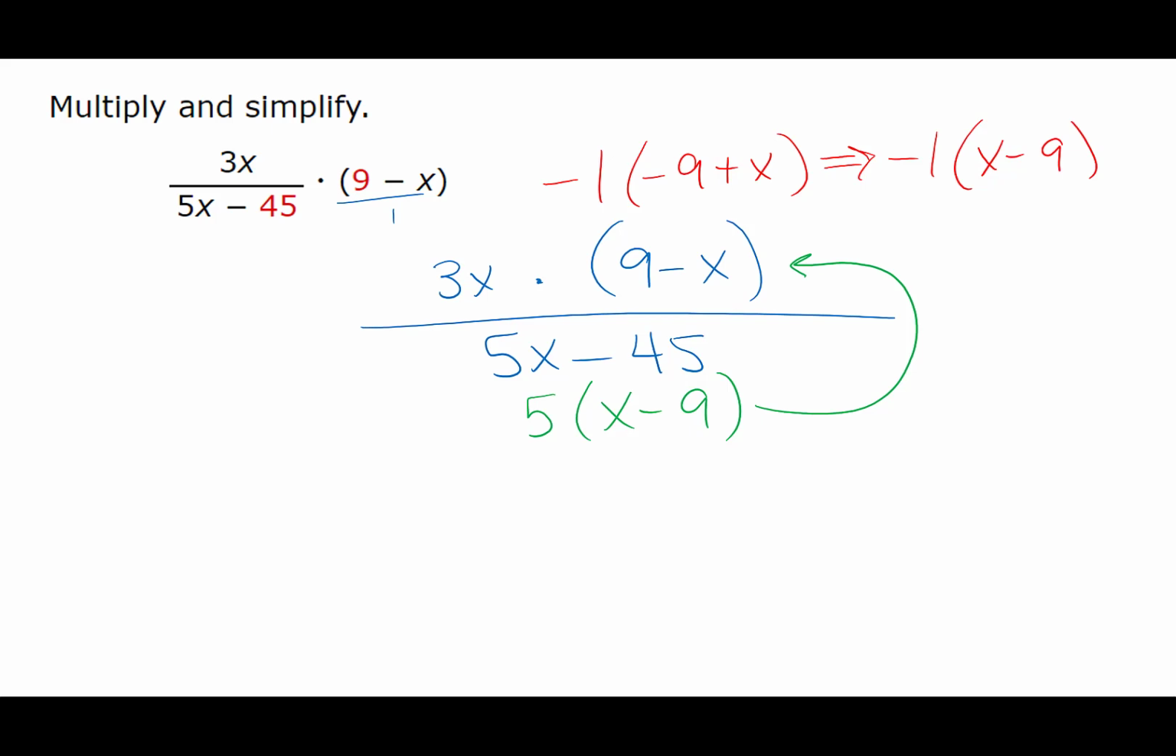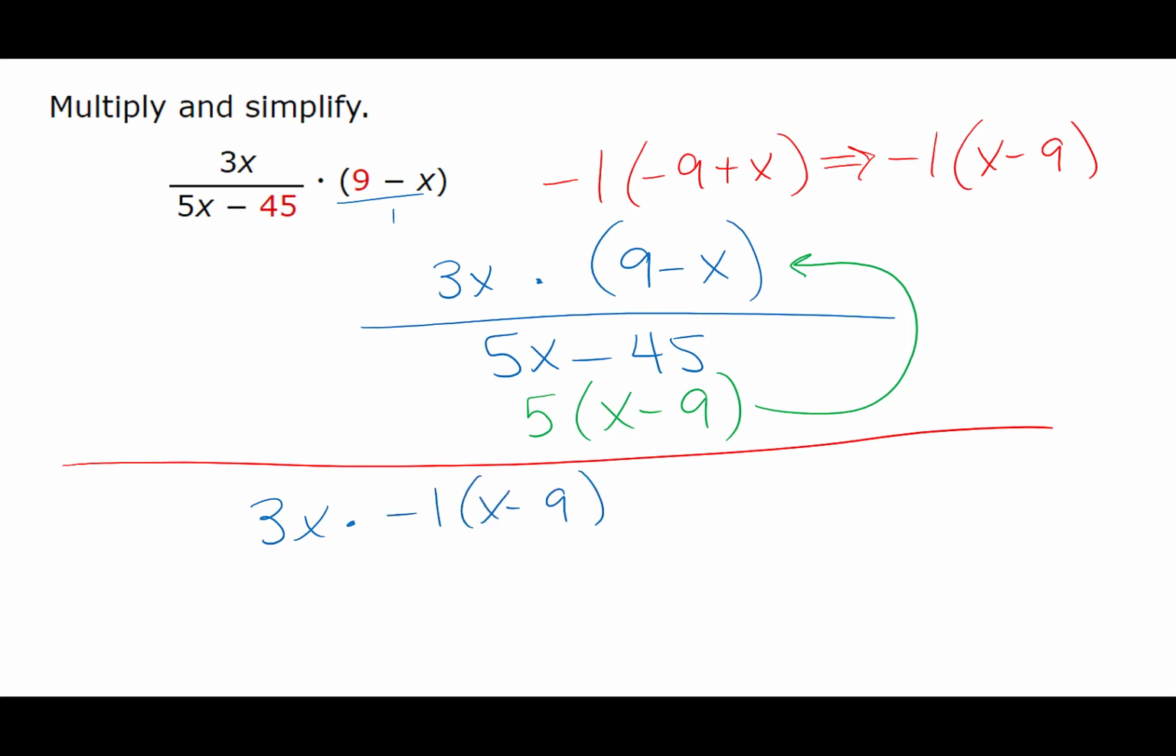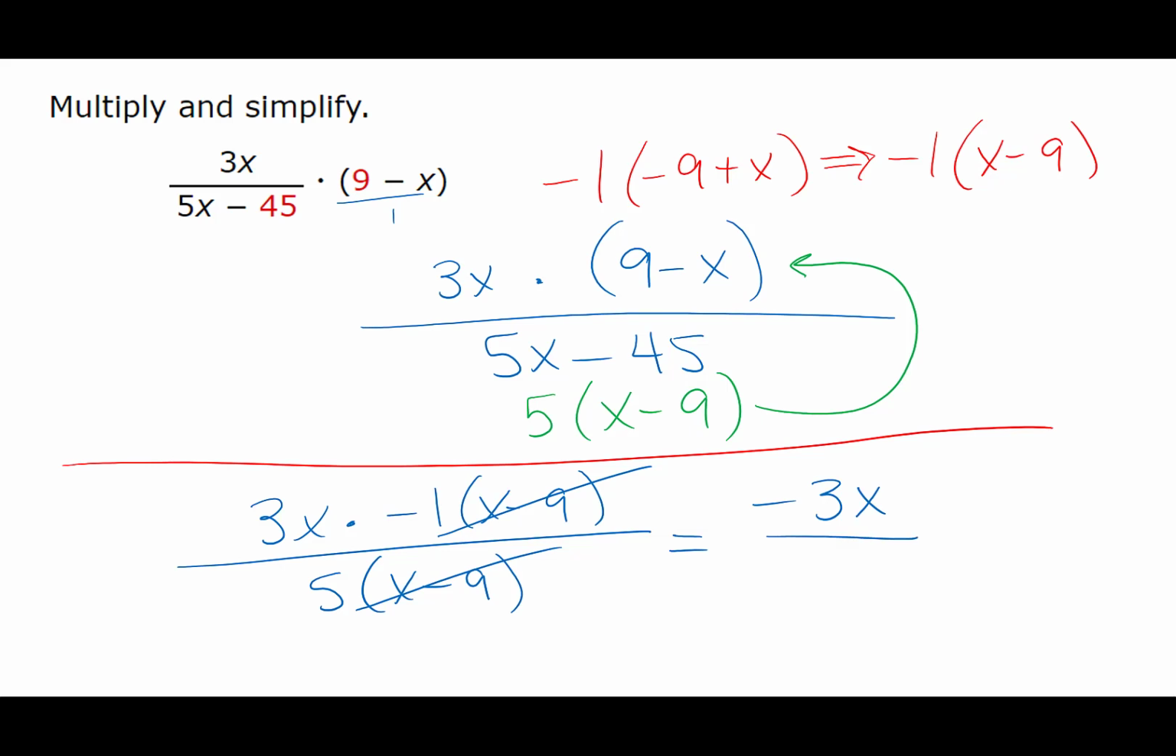So let me rewrite what we have now. The numerator is 3x times negative 1 times x minus 9 over 5 times x minus 9. Now you can see that the factor x minus 9 is what they have in common. We'll multiply the numerator. 3x times negative 1 is negative 3x over 5, and that's your final answer.